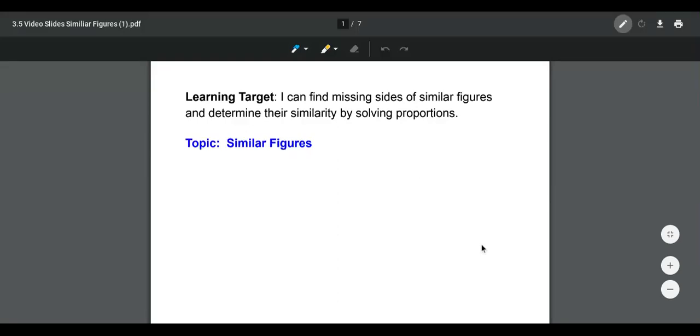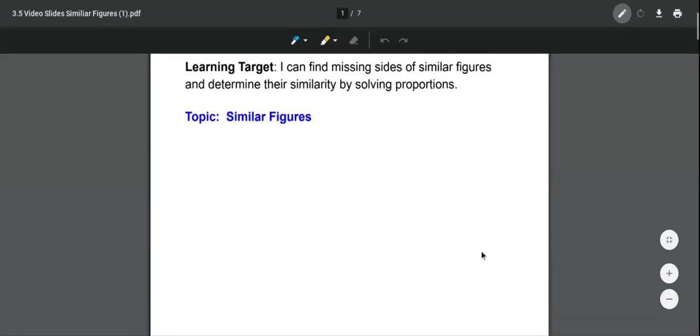Hello, boys and girls. In lesson 3.5, we will be looking at similar figures. We will be able to find missing sides of similar figures and determine their similarity by solving proportions.